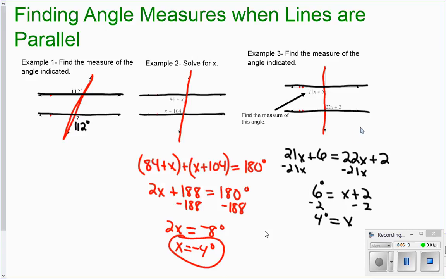So 21 times x, which is 4 degrees, plus 6 will give us the angle we're looking for. So we have 21 times 4 is 84, plus 6. And when I add 84 plus 6, I get 90 degrees. So the measure of this angle here that's indicated with the arrow is 90 degrees. So I'll just go ahead and mark that.